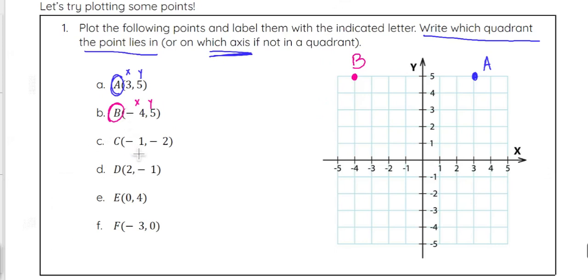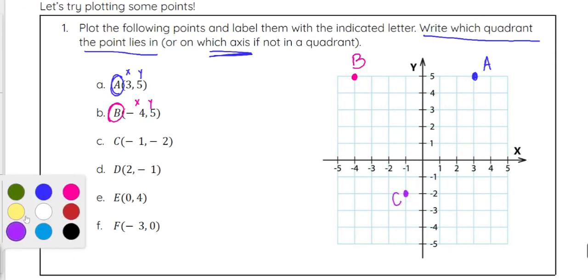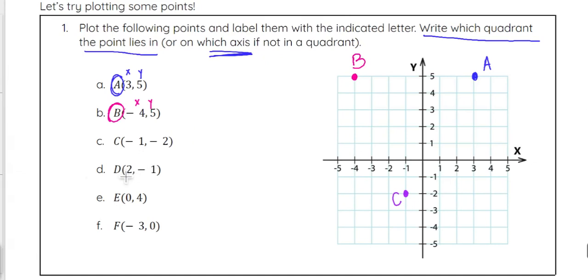All right, and then let's look at C, (-1, -2). From the origin, we'll go -1, so that's left 1 on the x-axis, and then down 2 because it is a -2 for the y value. So that's going to go right here, and we'll call that C. Next, we have D, which has an x value of 2 and a y value of -1. From the origin, we go 2 to the right, and then down 1, put a point, and that is point D.